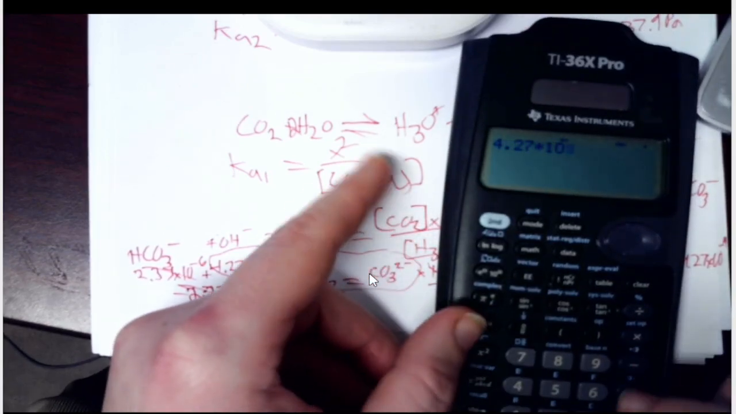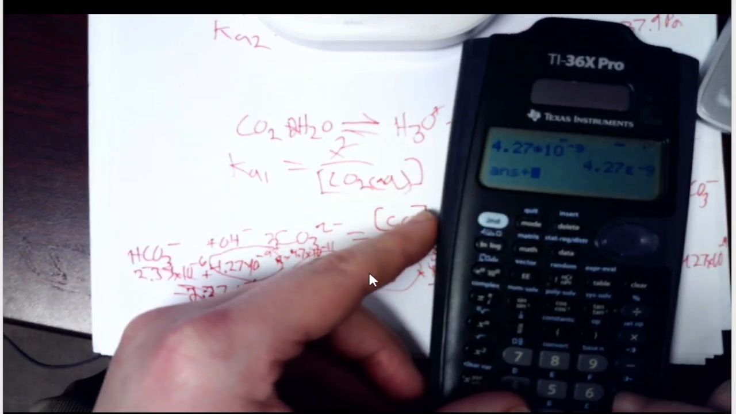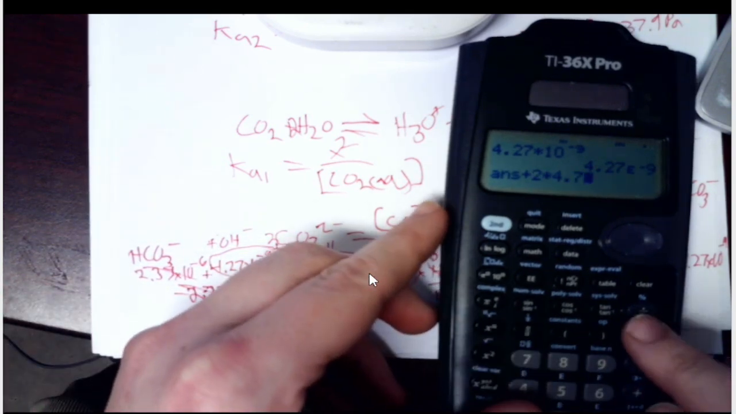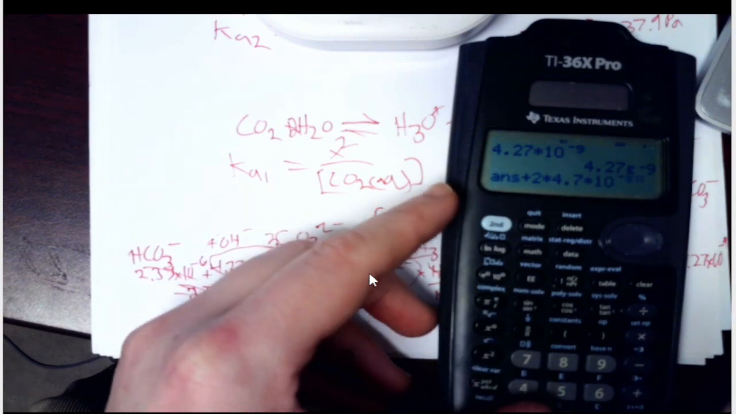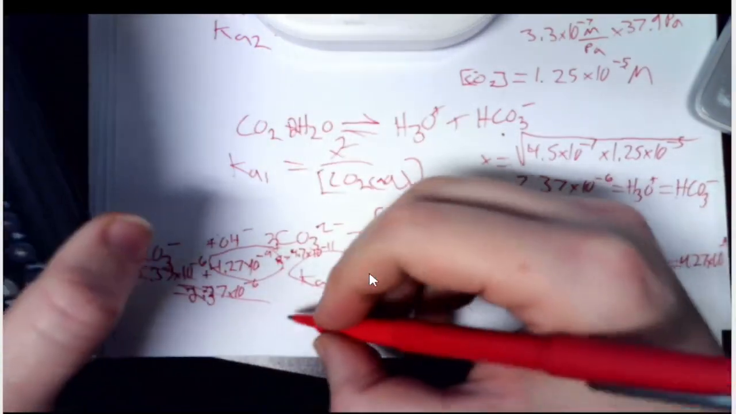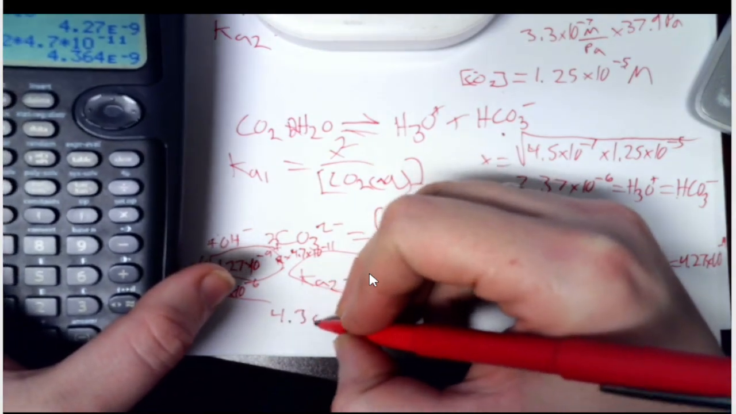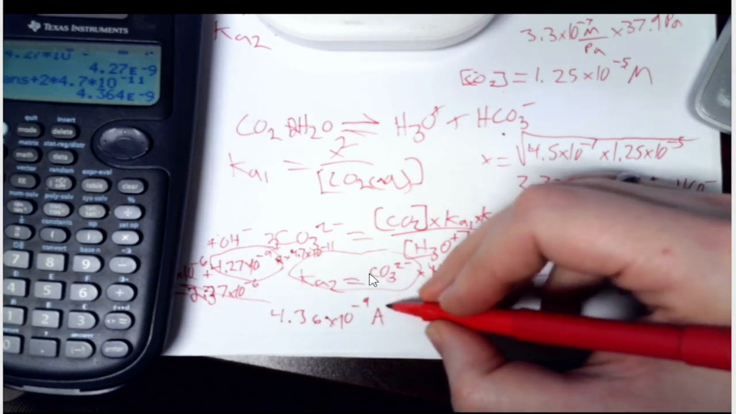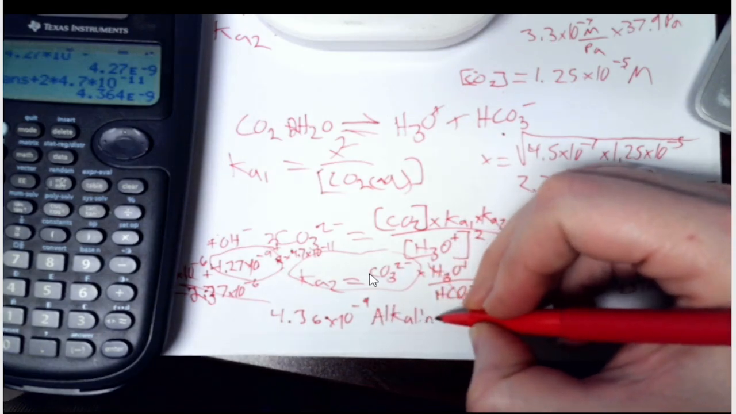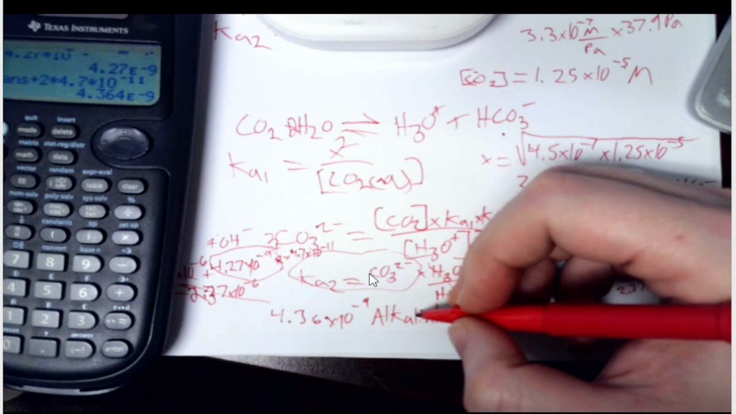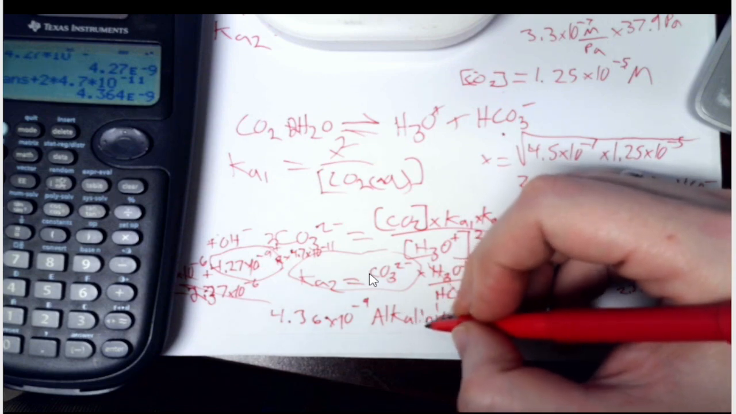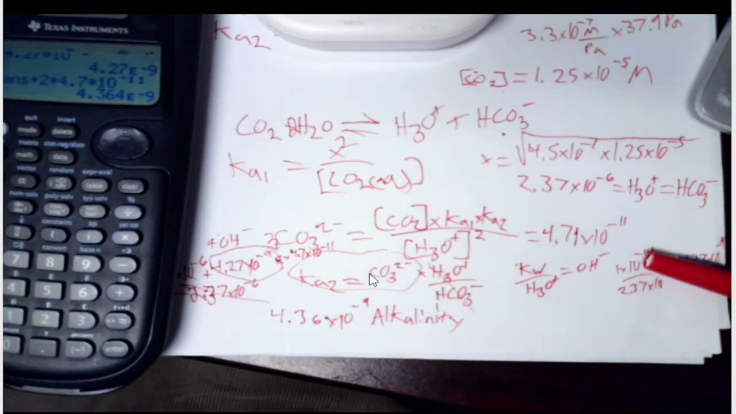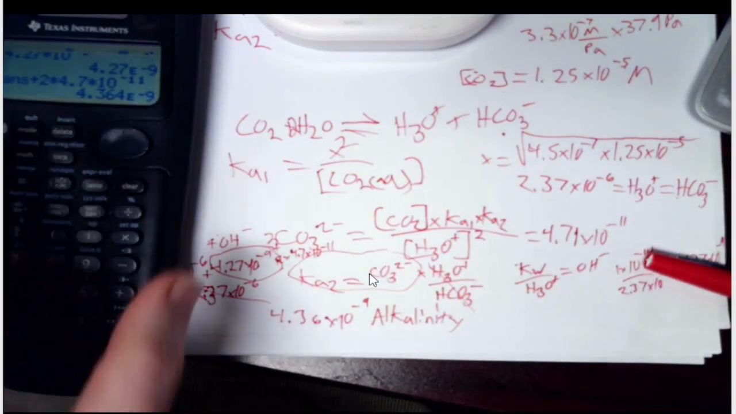4.27 times 10 to the negative 9th plus 2 times 4.7 times 10 to the negative 11th changes this up by just a smidgen to 2.36 times 10 to the negative 9th alkalinity. It's largely just the OH minus concentration, but the carbonate does provide a little bit of a tweak.